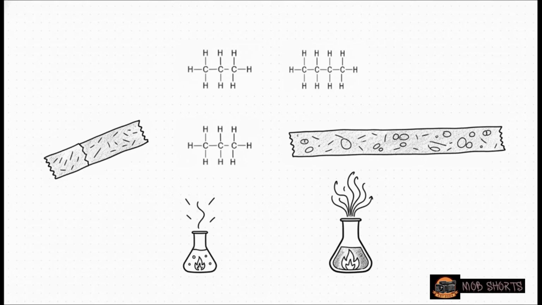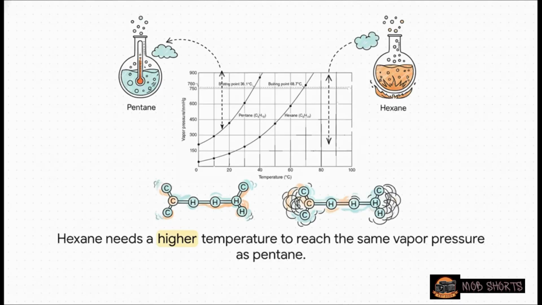Think of it like trying to pull apart a short piece of tape versus a really long one. Which one is stickier? The long one, right? Same idea here. Butane has stronger London forces, so it needs more energy to be pulled apart, giving it a higher boiling point. And this graph, this is the proof in the pudding.